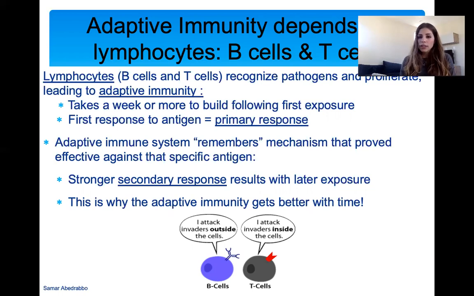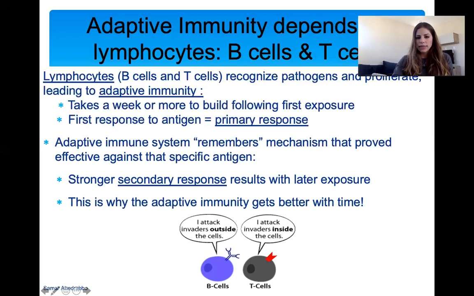So then if you're ever in your life exposed to polio and you actually get the viral infection, your body already has a secondary response. The antibody is there to deal with it. So this is why adaptive immunity gets better with time. And again, the cells involved in adaptive immunity are lymphocytes, so B lymphocytes and T lymphocytes.